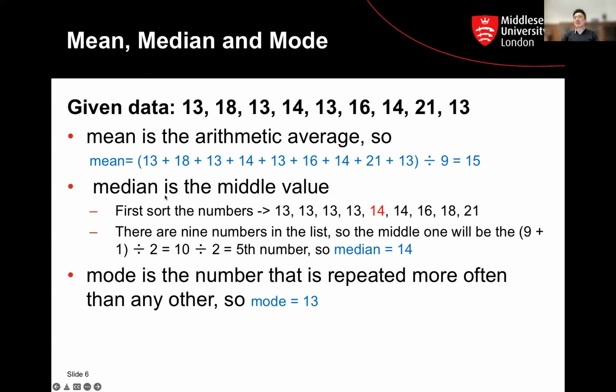Okay, and the median is the middle value. In this case, you need to first sort the numbers, otherwise you don't know which one is in the middle. If you're given this one, you might say, oh, 13 is in the middle. That's not the case. You need to sort the numbers and then pick the one in the middle. In this case, it will be 14. So you can see the median is different from the mean. That's usually the case. Sometimes they are exactly the same, but that's rare.